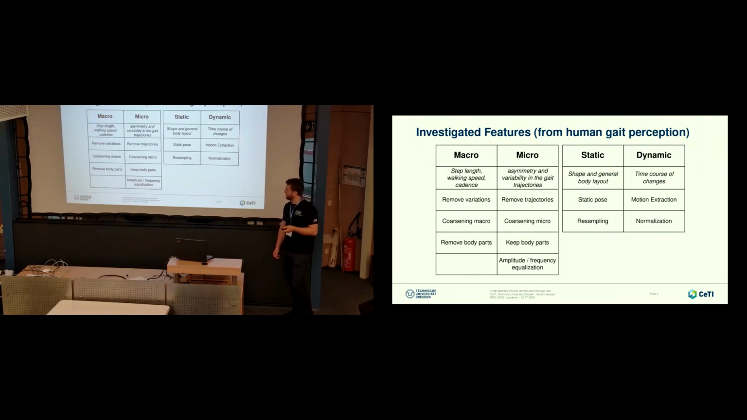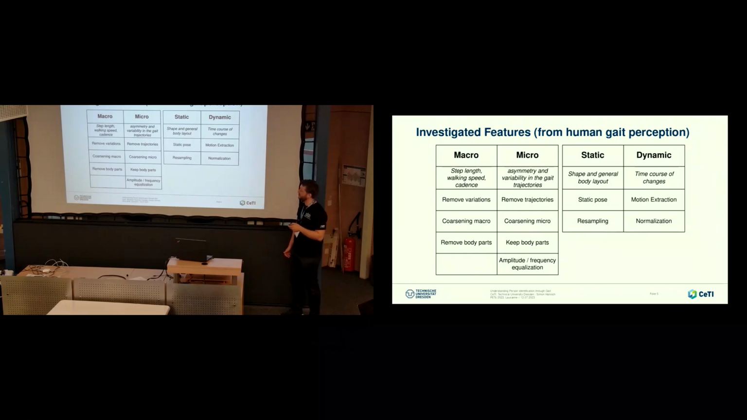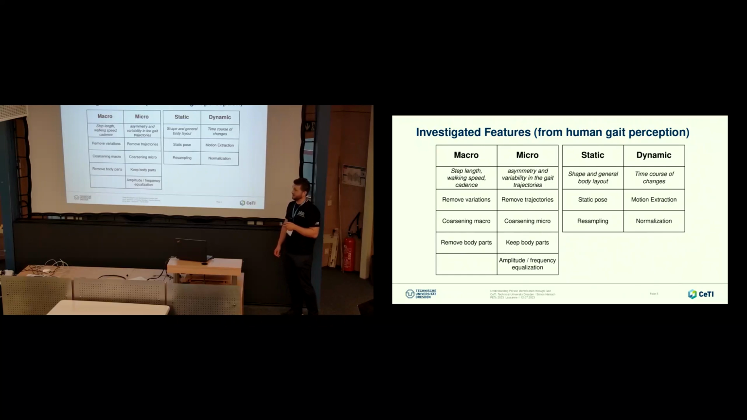And for example, then we also remove body parts from the data, while for micro, we kept only those body parts. And then we have two more categories, which are static and dynamic. Static are the shape and general body layout of a person, and dynamic are the things that change over time. And for example, for static, we then looked at the static pose and resampled the data to have fewer frames. And for dynamic, we only looked at the motion and removed the overall shape of the person.